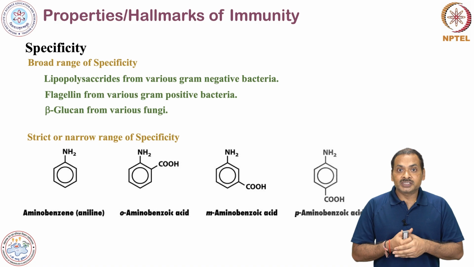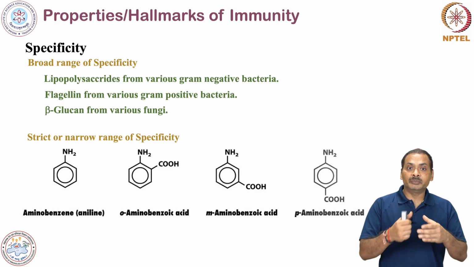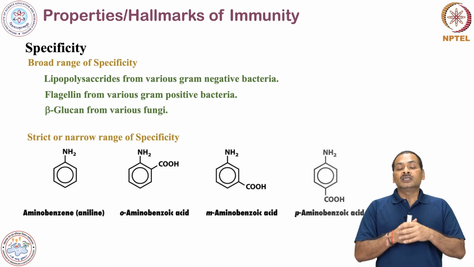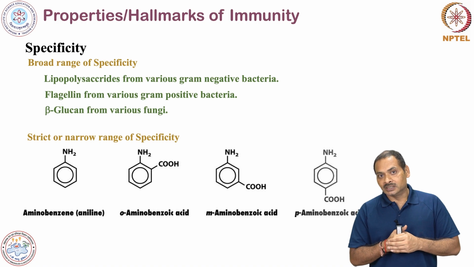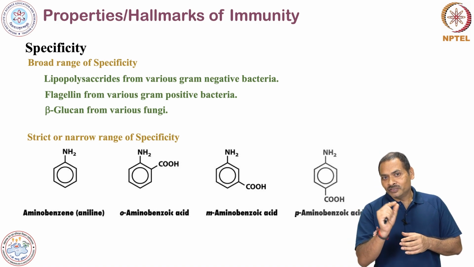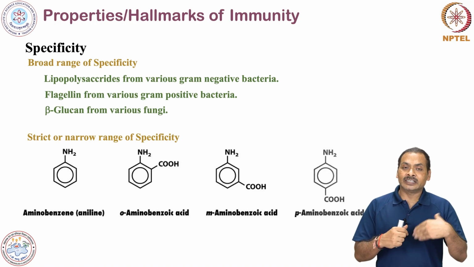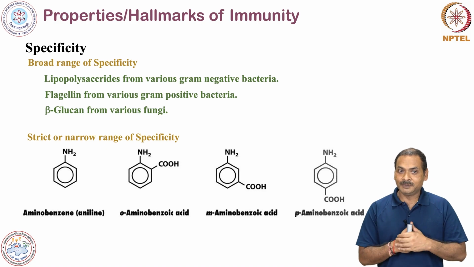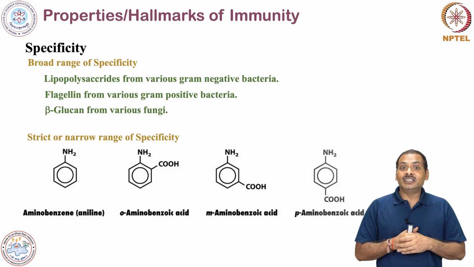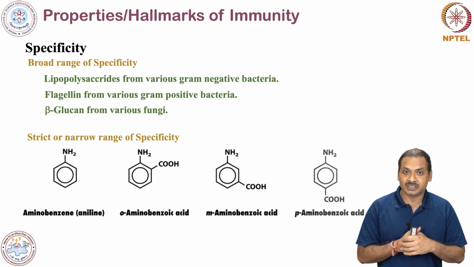What I mean to say is that the antibody which is produced against ortho-aminobenzoic acid cannot react with meta or para-aminobenzoic acid. So here you can see a very small change, and the antibody cannot recognize this small change. So this has a very strict specificity.